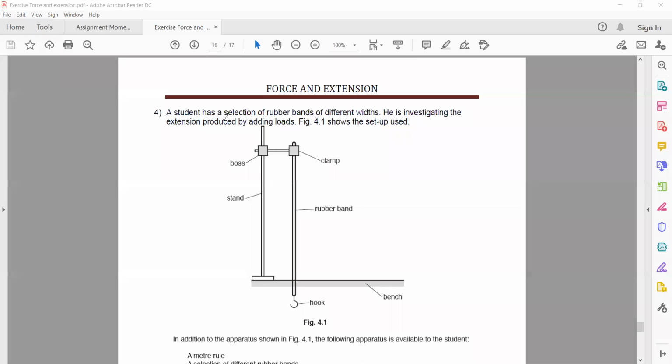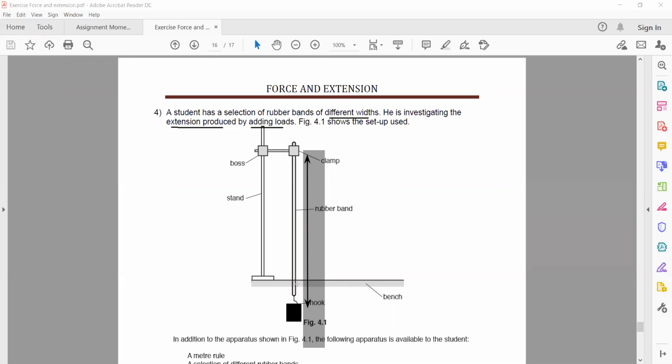So a student has a selection of rubber bands of different widths, and he's investigating the extension produced by adding a load. So how do we carry out this investigation? We place a meter rule or a ruler next to the rubber band, and we measure the original length of this rubber band. Then we add a set of masses, or we add a load.